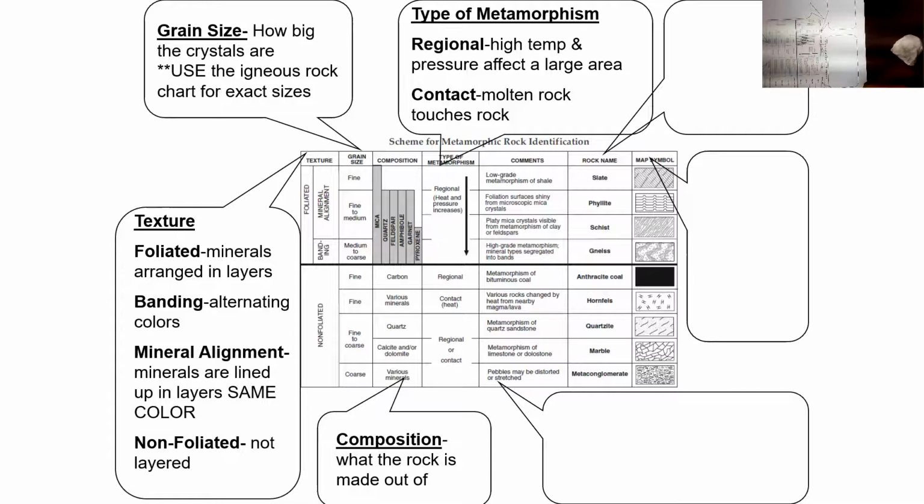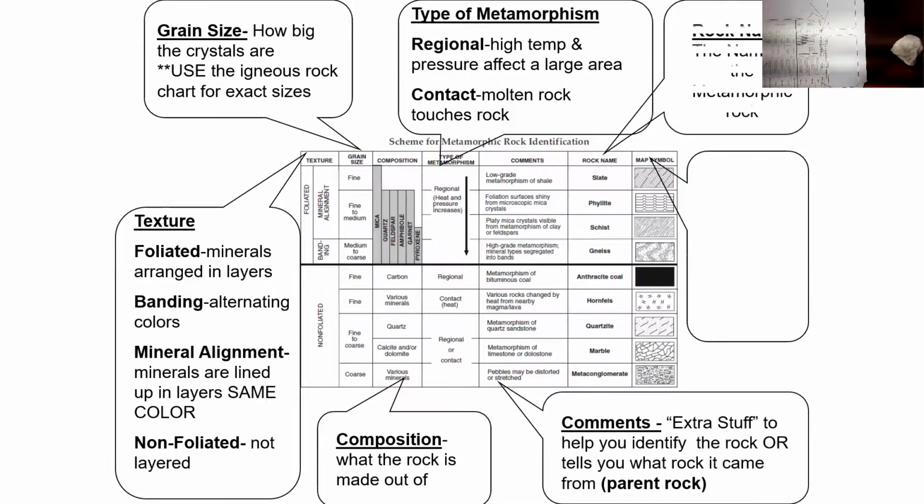Okay, it says this for some of them, not all of them. Slate, for example, is a metamorphism of shale. So the shale that you guys will skip stones with when you're down by the creek, if you give that a lot of heat and pressure, it will change into slate. Some of them don't tell you what they used to be. But here, anthracite coal used to be bituminous coal. Quartzite used to be sandstone, marble used to be limestone.